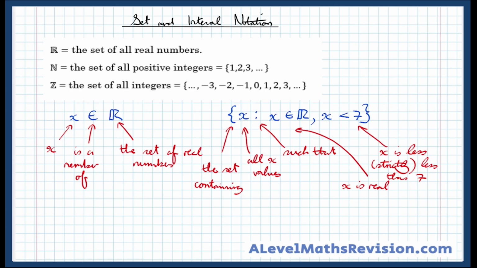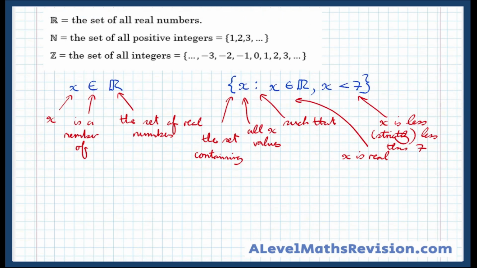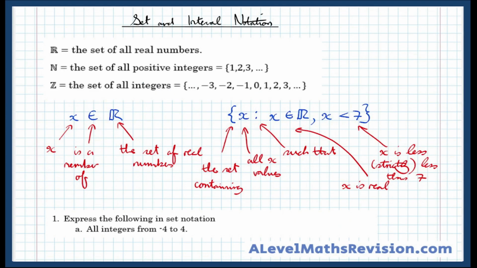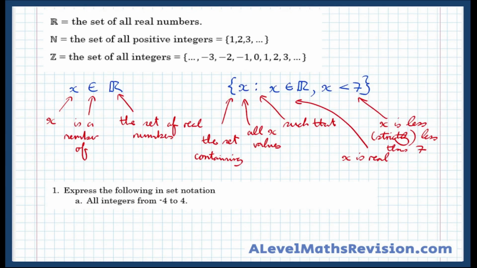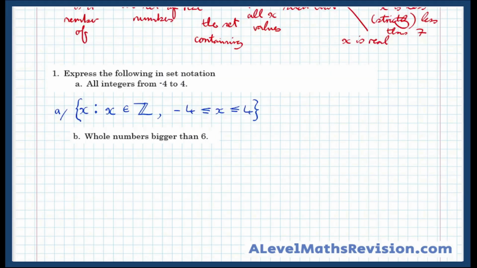Set notation. So let's develop on this and have a go at a couple of questions to do with writing things in set notation. And here's the question here. Express the following in set notation. All integers from minus 4 to 4. So minus 4, minus 3, minus 2, minus 1, 0, 1, 2, 3, 4. Express that in set notation.